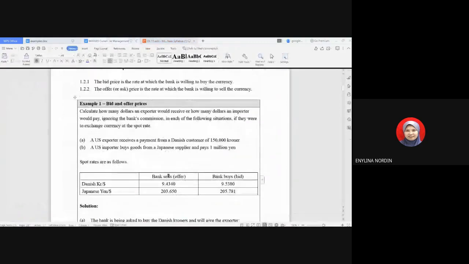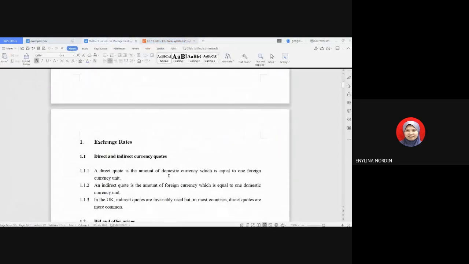The exchange rate can be quoted directly or indirectly. For a direct currency quote, the amount of domestic currency is equal to one foreign currency unit. For example, if you want to get one US dollar, the foreign currency is the US dollar, so you have to pay 4.2 ringgit Malaysia. That is what we mean by direct quote. That is RM 4.20 against one US dollar.